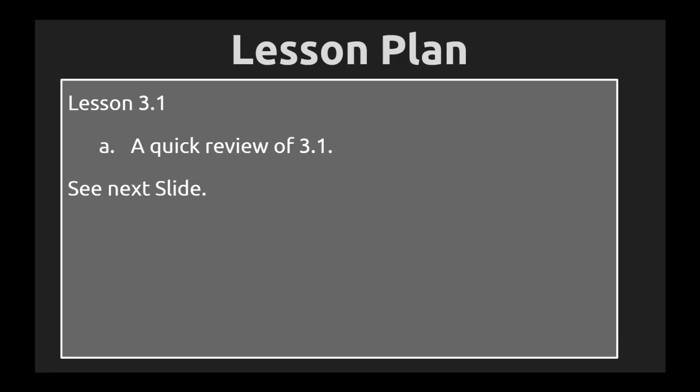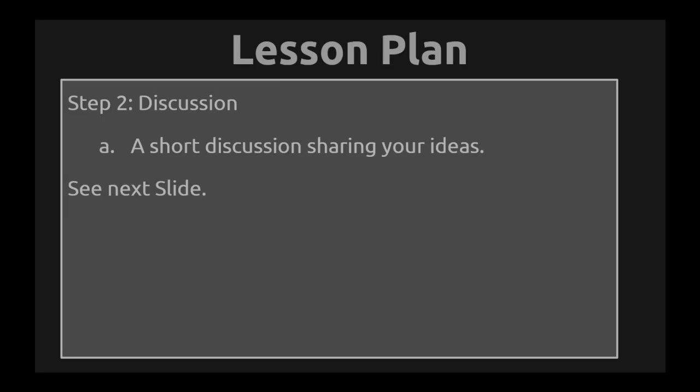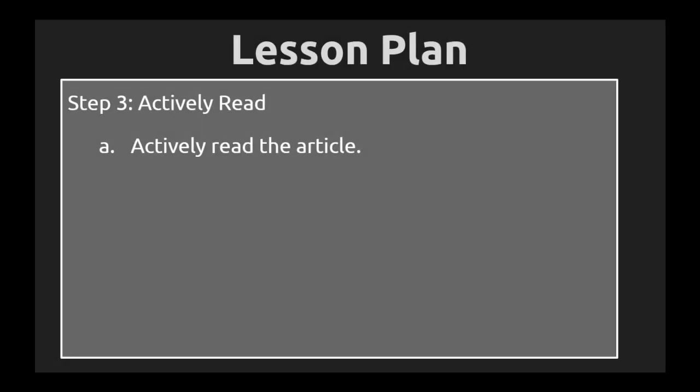We will review lesson 3.1 because last week was conference week along with Halloween, so our brains may not have been primed to get everything out of that lesson. Once we review 3.1 and we complete 3.2 as we did in the warm-up entry task, make sure we hand that in. We're going to have a short discussion. There are two questions they posed to us about plate motion and understanding the past before we dive into the reading. Step 3, you're actively reading.